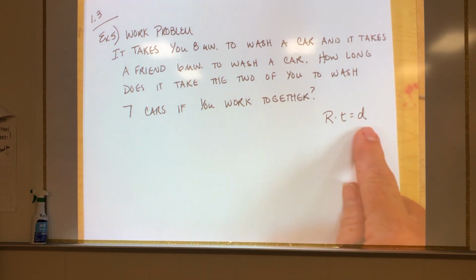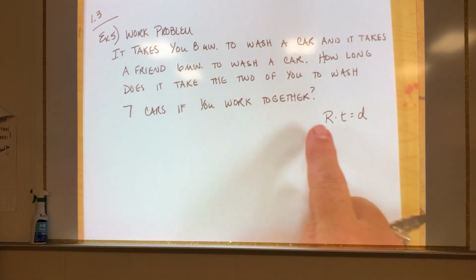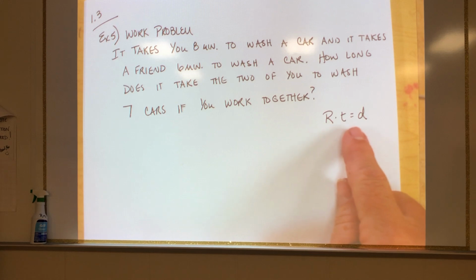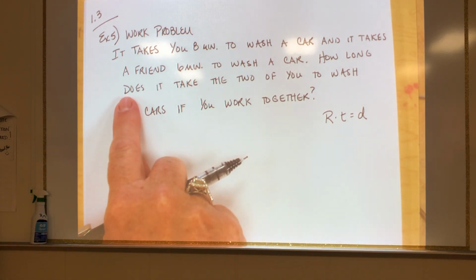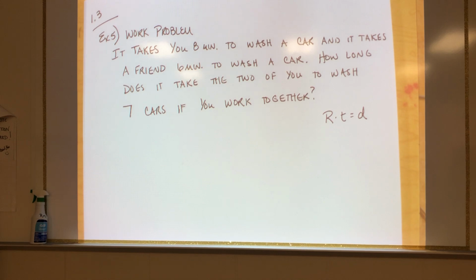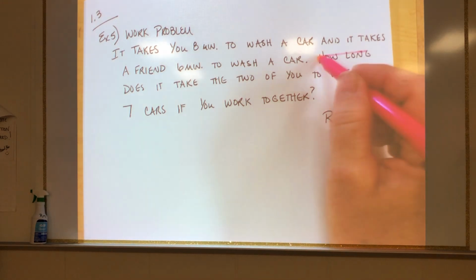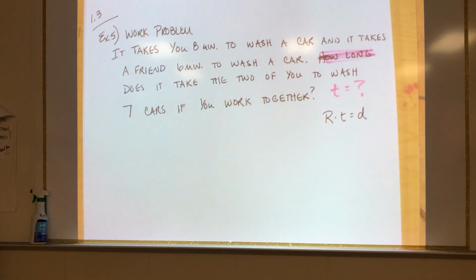But this one is what? Seven. Yeah, 7 cars. So instead of it being equal to one, it will be equal to 7. If I were just asked how long it would take you to wash 1 car, then that would be equal to 1. But they said 7 cars. Okay? So first of all, can you figure out what we're looking for? What are they asking me? How long it takes you to wash cars. How long? So they're asking me how long it takes to do it. So I am looking for my time.